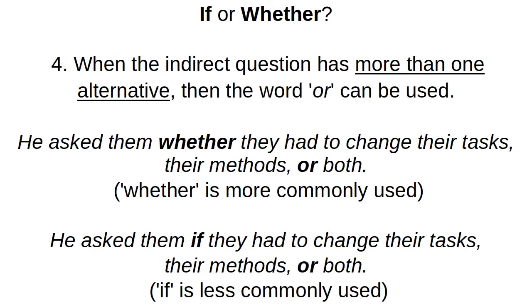Now, if there is more than one choice, if there are more than one alternatives, then the word or can be used. He asked them whether they had to change their tasks, their methods, or both. He asked them if they had to change their tasks, their methods, or both. When the implied question has more than one alternatives, then generally whether is used. It is more commonly used than if.